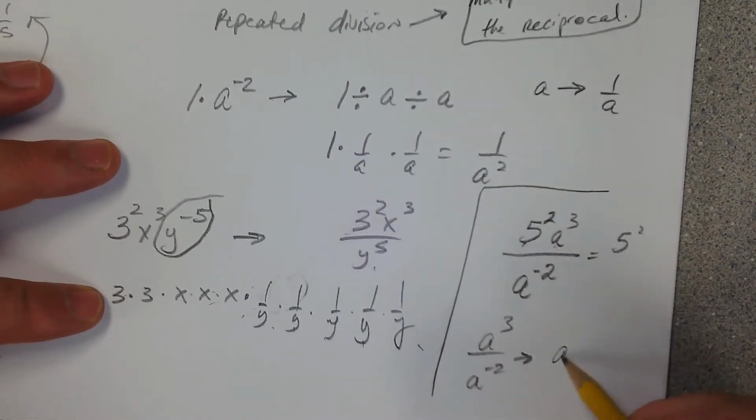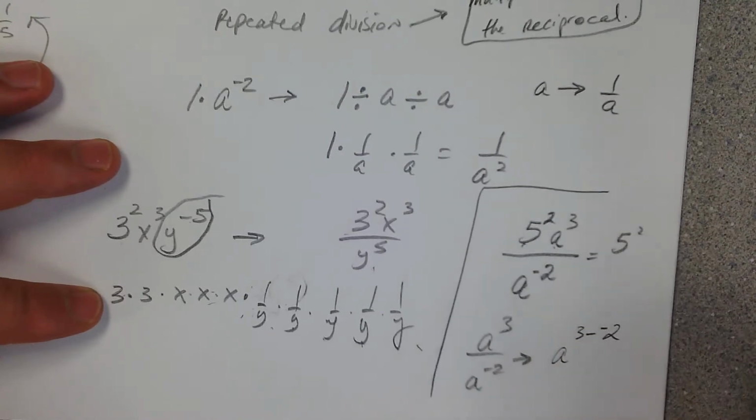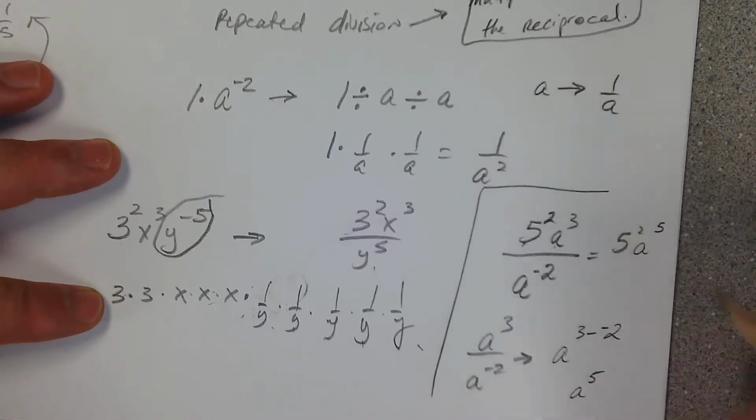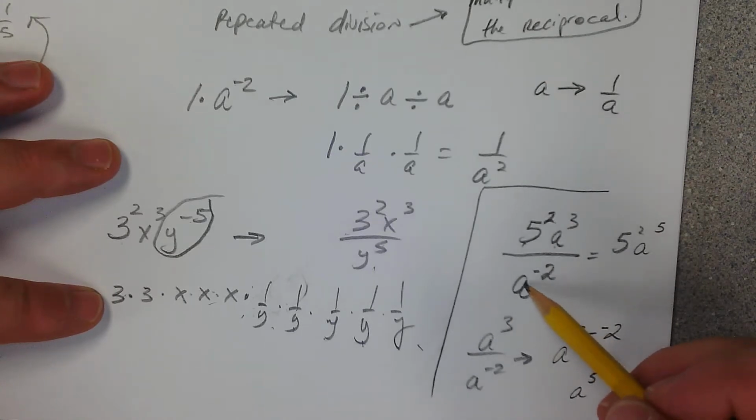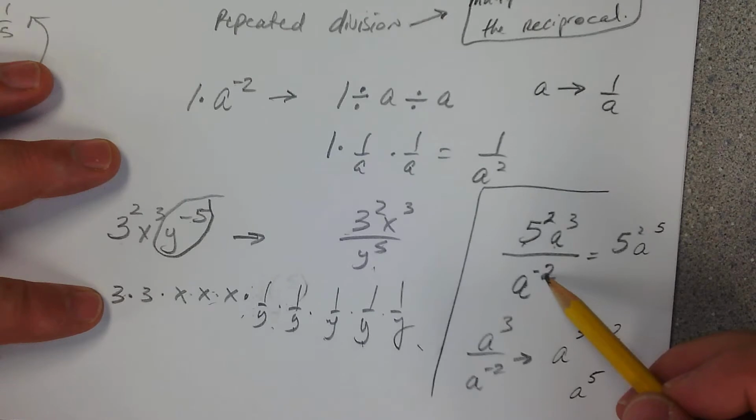We could use our first rule. We could subtract. Oh, subtracting a negative, that would be a to the 5th. A to the 5th, like that. Oh, yeah. Or you could look at it like this. You see how this is a negative exponent? Well, that means repeated division, and the way you do division is you multiply by the reciprocal.